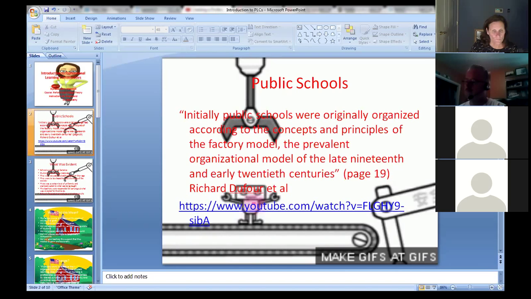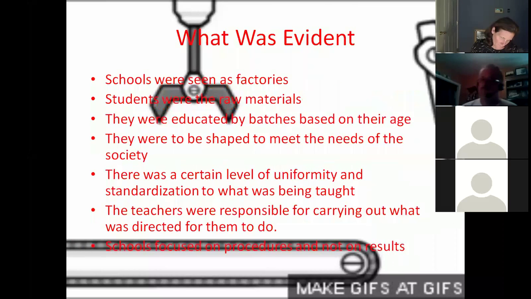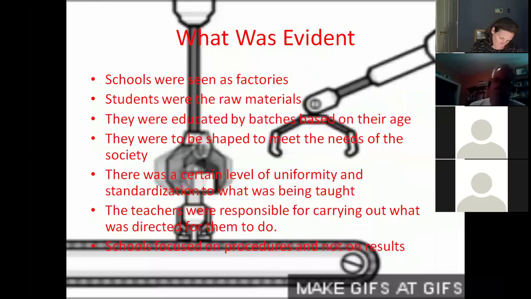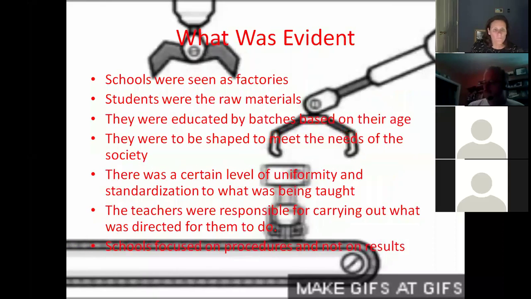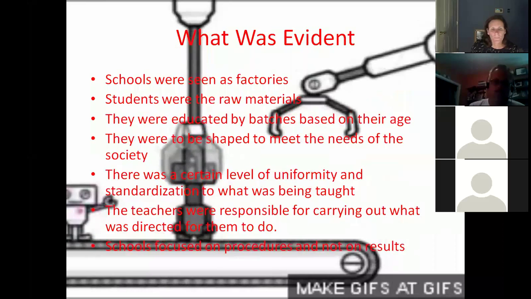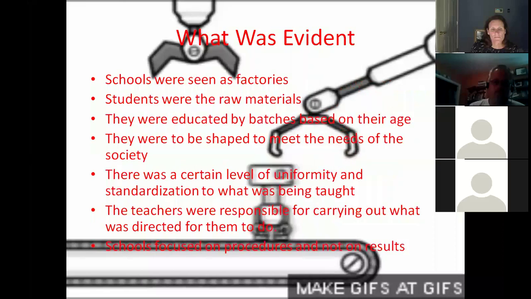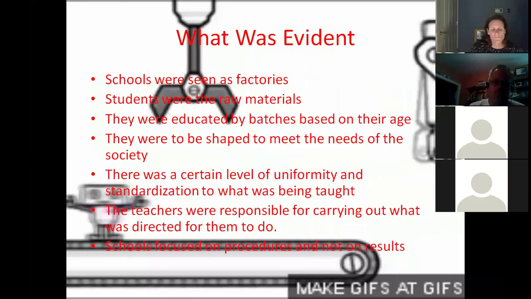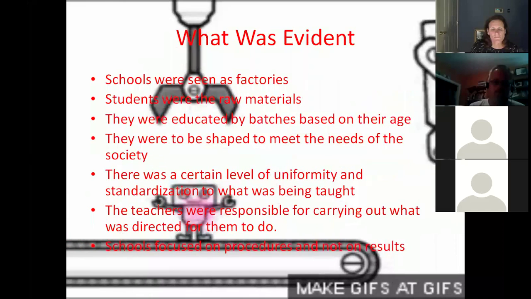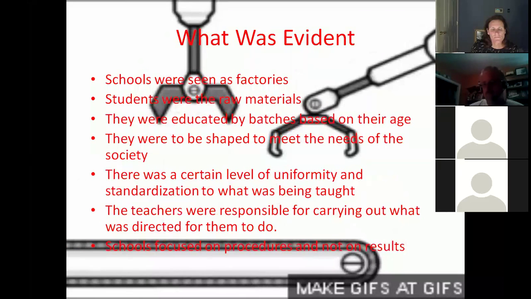And with that, in terms of speaking the same language, I'm going to just pick up here in terms of putting what was just presented to you in that video in context. Like they said, initially schools were just seen as factories. Our students were the raw materials. They were educated by batches. And to be honest, they're still educated by batches because right now, if the child isn't 4 by a certain age, they can't start school anyway. And they continue in that grade level until they leave.